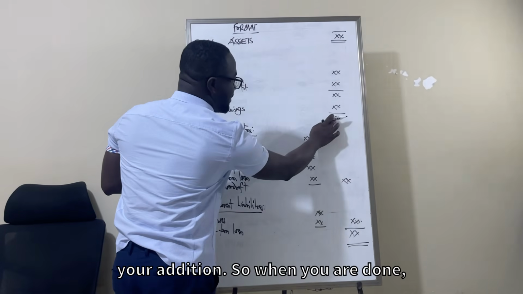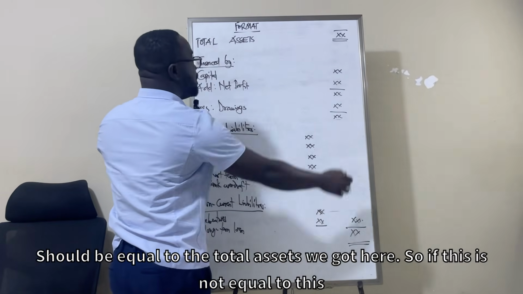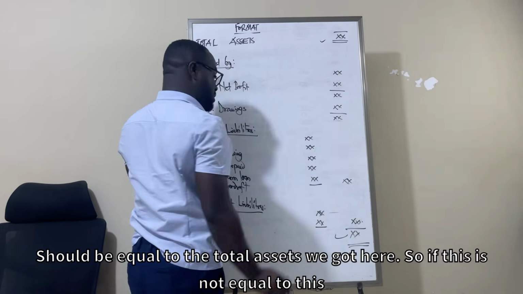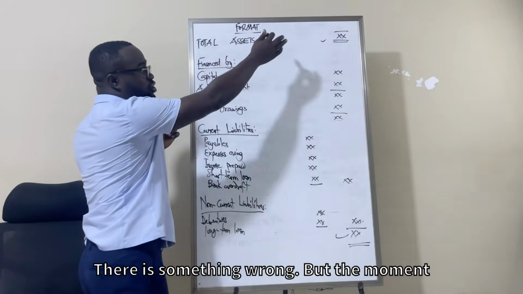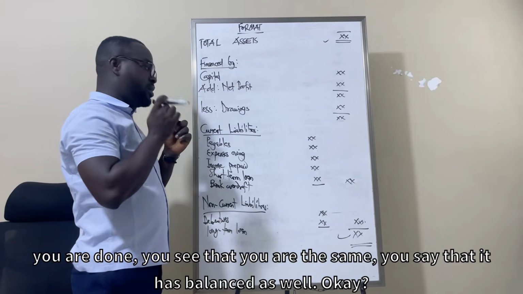When you are done, the addition of the capital, current liabilities, and non-current liabilities should be equal to the total assets you did here. If this is not equal to this, there is something wrong. But the moment you are done, and you see that they are the same, you see that it has balanced as well. Okay, so that's all.